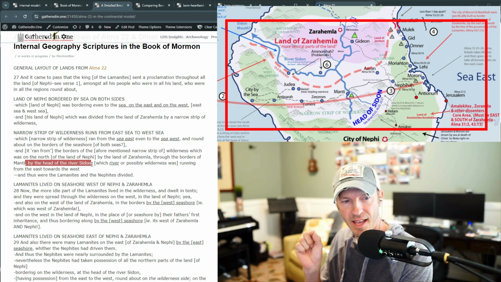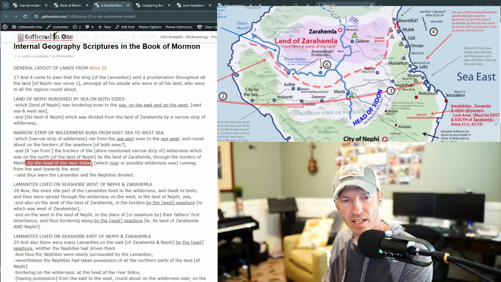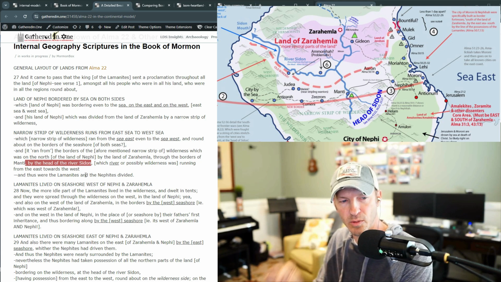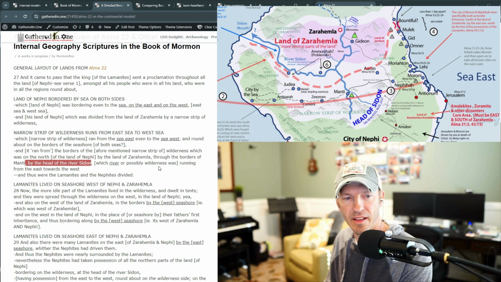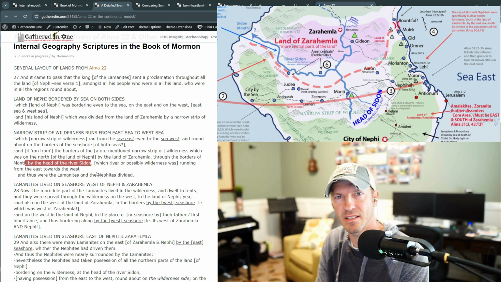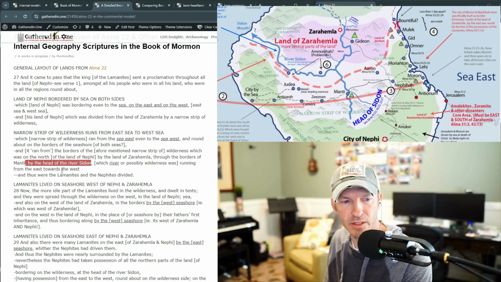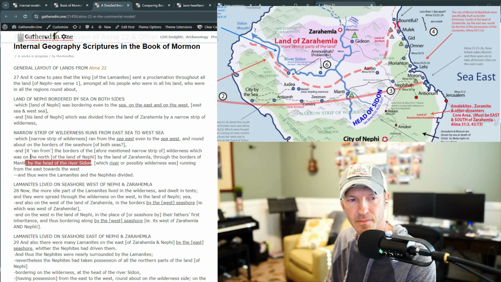Okay, so we have the head of the river Sidon, which is associated with the narrow strip of wilderness that goes between the land of Zarahemla and the land of Nephi. Does that make sense? Right? These run-on sentences are really hard to follow, but if you walk through it slowly, you can see this is what it's talking about.